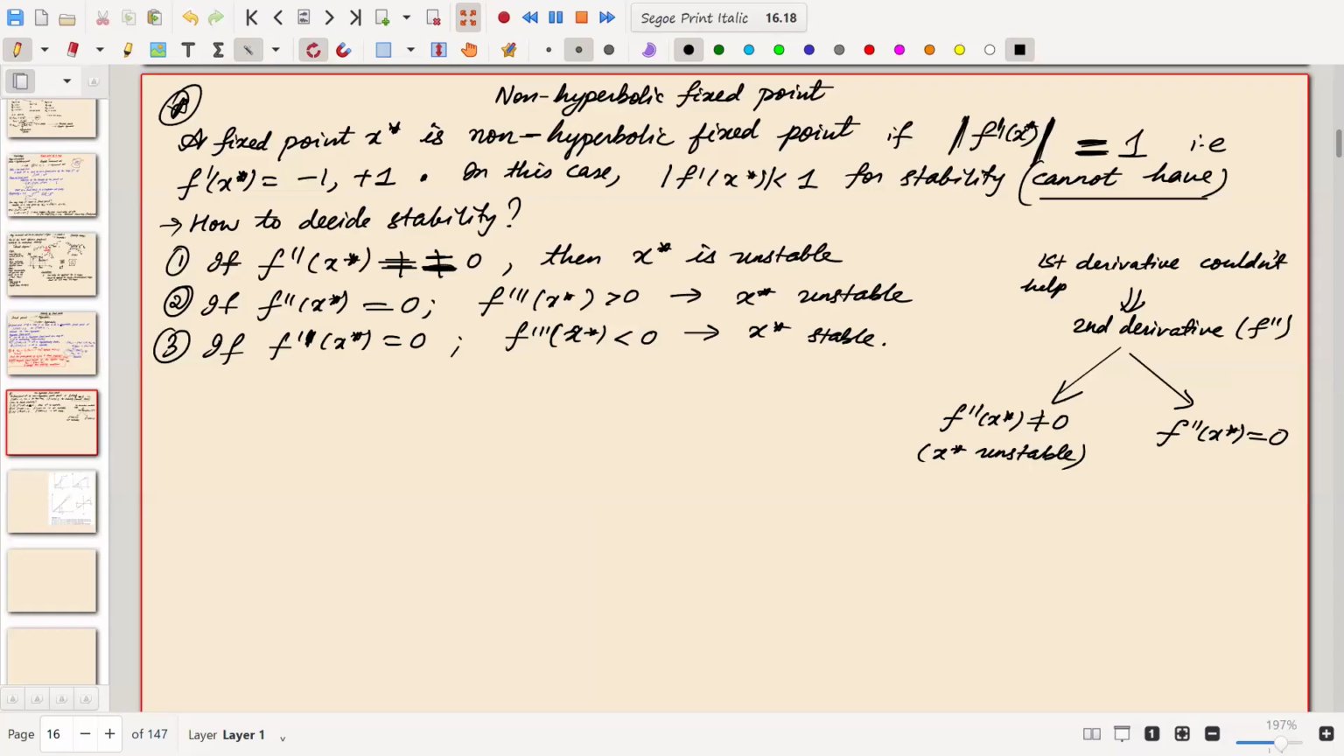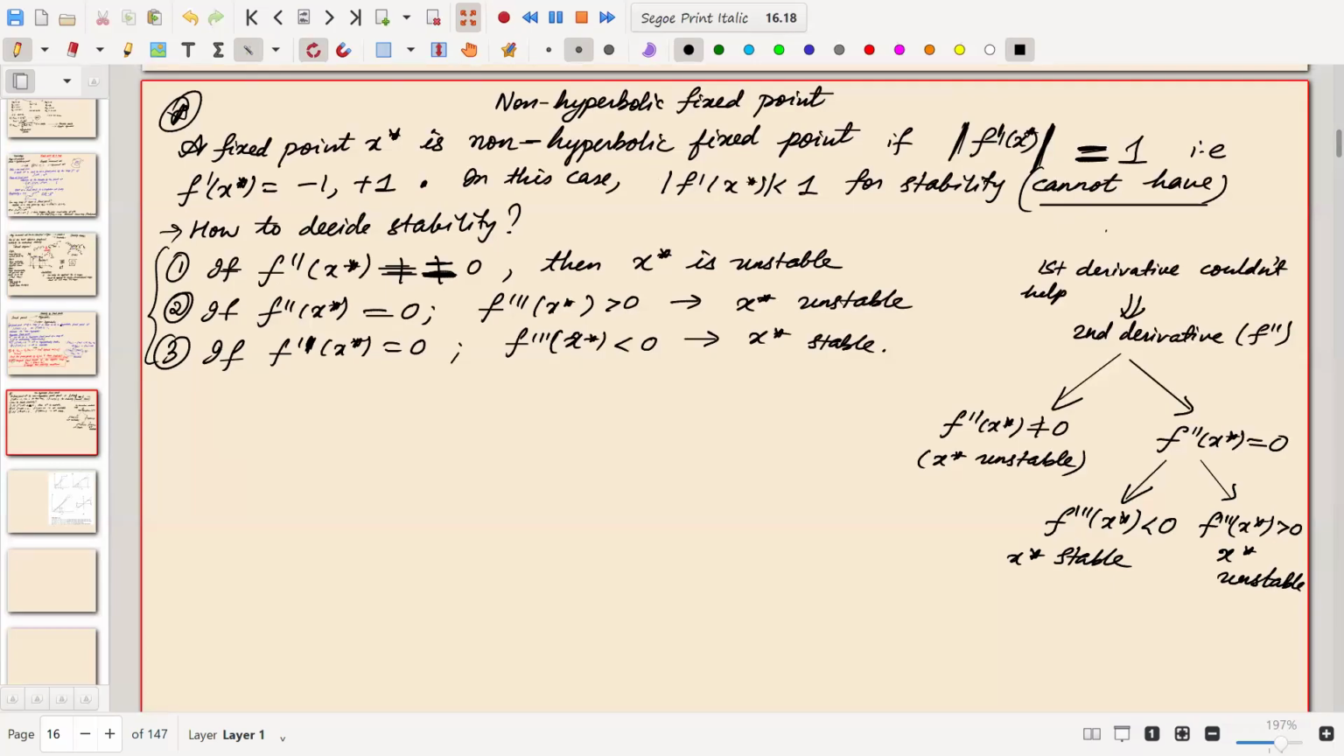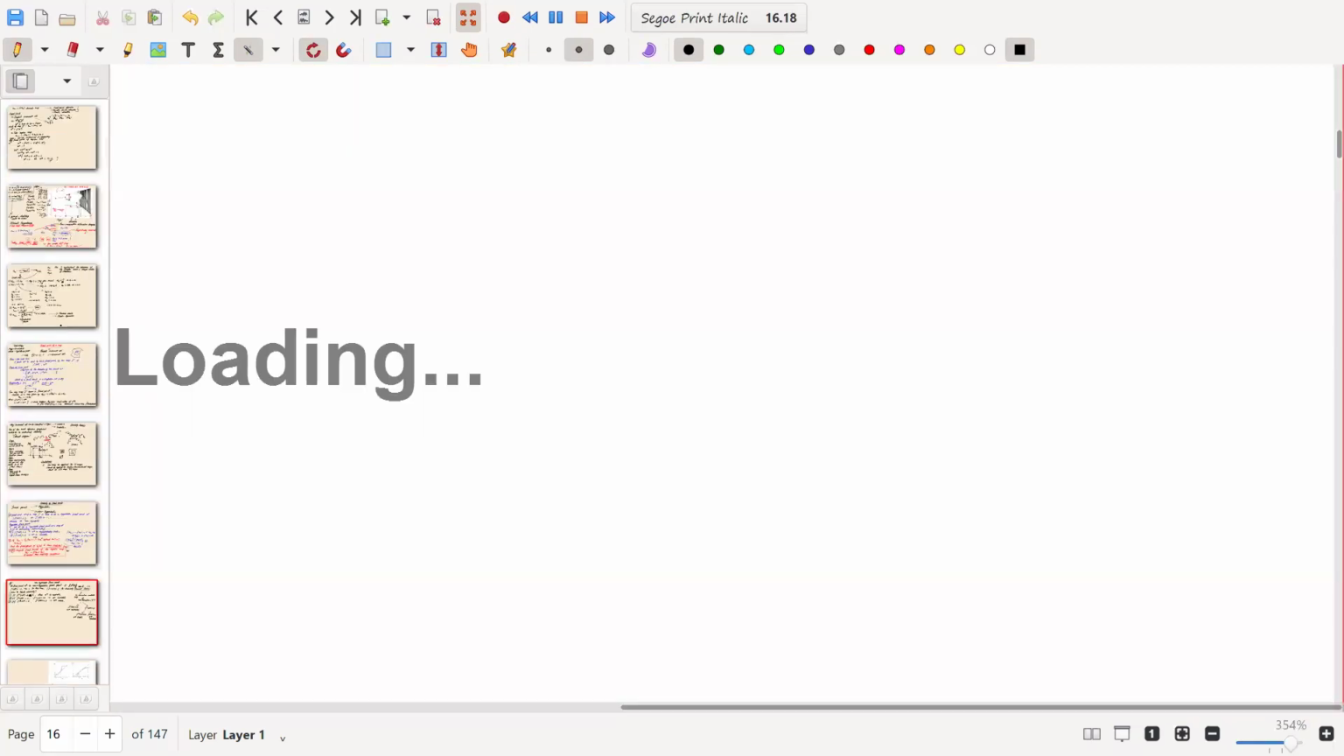So whom should you take help from? The next derivative, that is the triple derivative. If the triple derivative at x star is less than 0, x star is stable. If the triple derivative at x star is greater than 0, x star is unstable. That's what is written in these 3 points, and this is the flowchart for this. Got the idea?